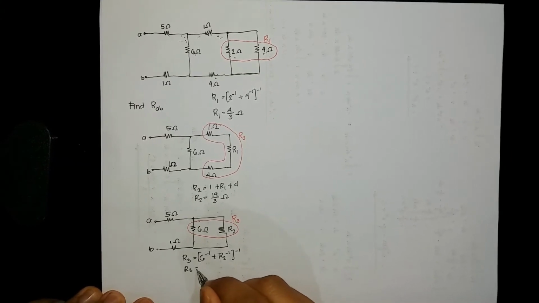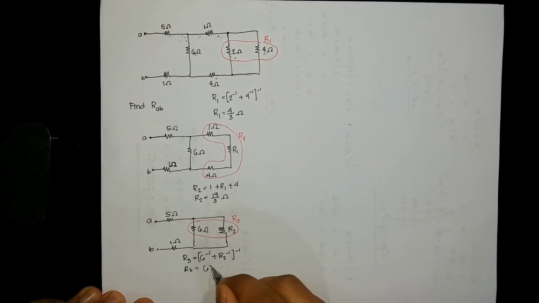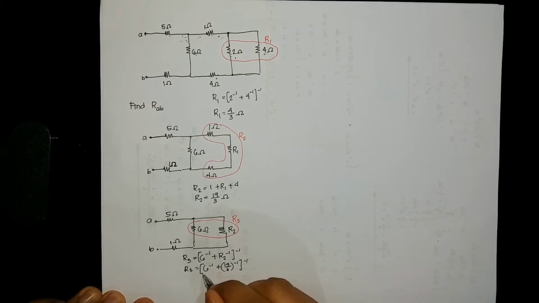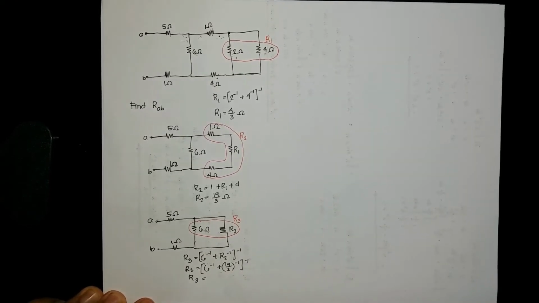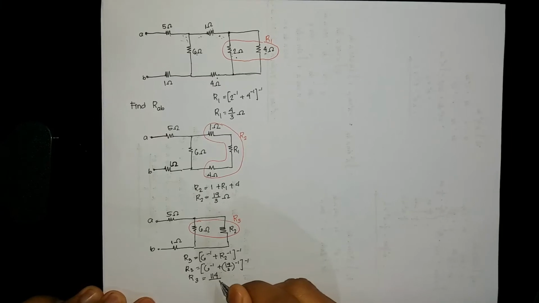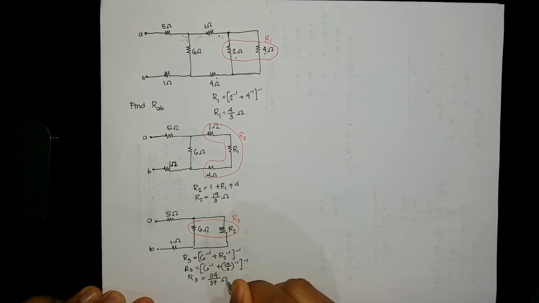Then R3 is equal to the inverse of your R2, which is 19 over 3 inverse. So the value of your R3 is 6 inverse, inverse, which is 114 over 37 ohms. So that is your R3.